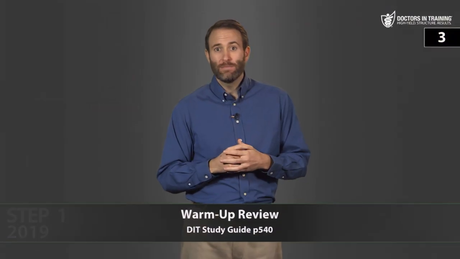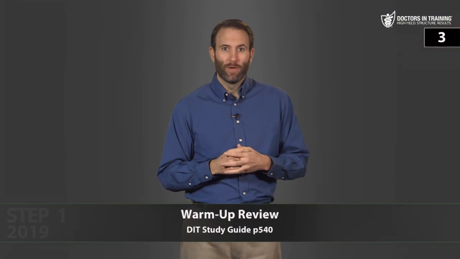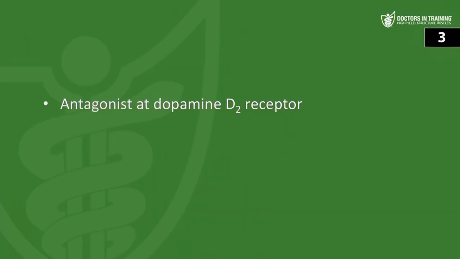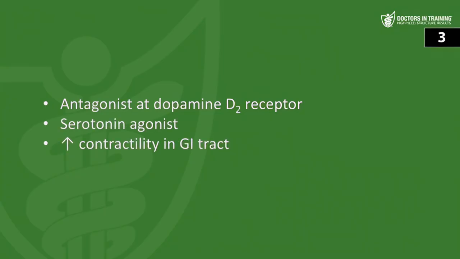Next question, what is the mechanism of action of metoclopramide? So this is an antagonist at the dopamine D2 receptor. It's also a serotonin agonist, so it will increase contractility in the GI tract and move things along. All right, that's it for the warm-up. Let's get to that lecture now.